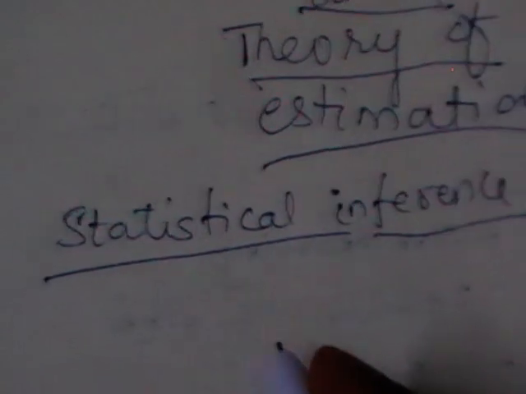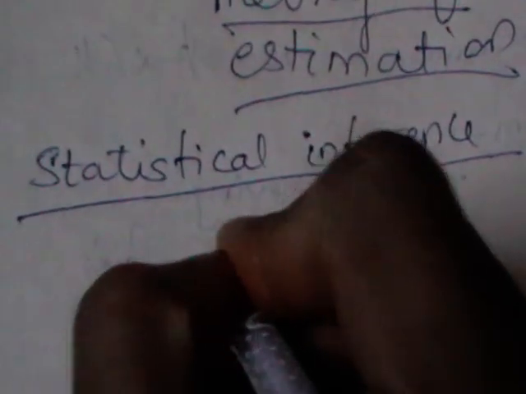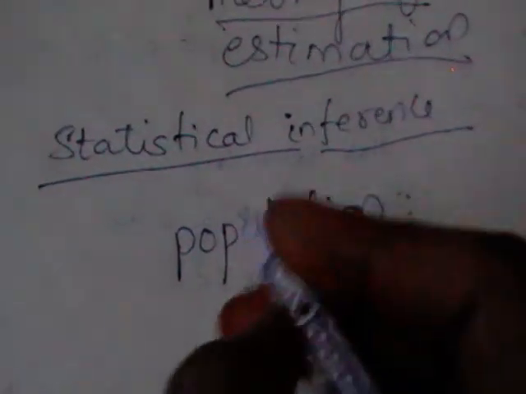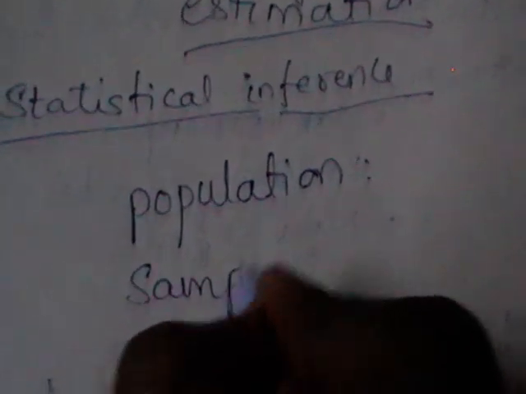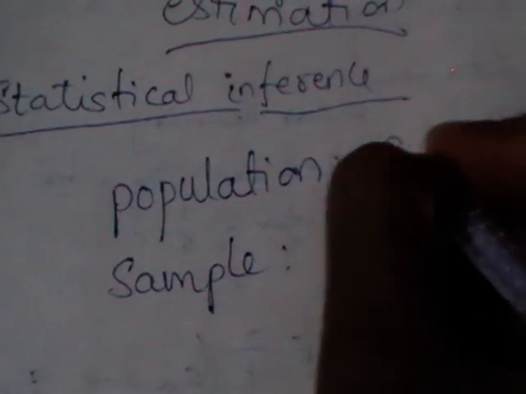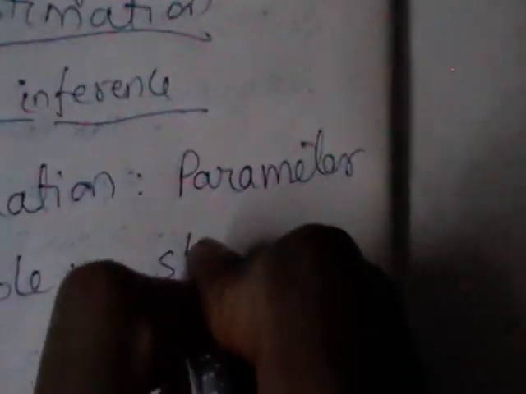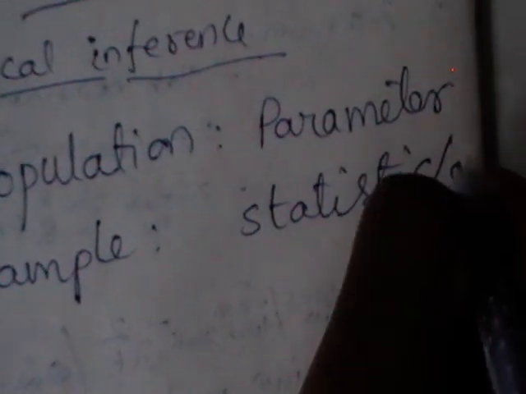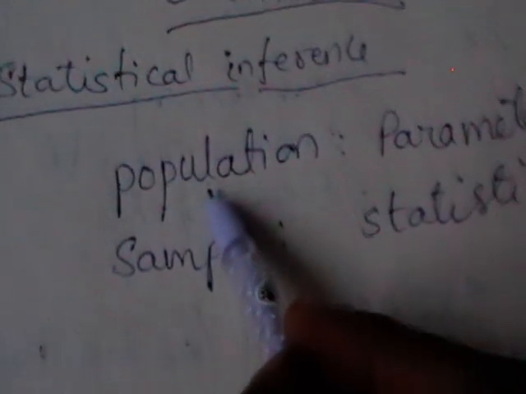Before going to discuss all these statistical inference, let us discuss some of the terms called population, sample, parameter and statistic or statistics. Let us see what is population. What do you mean by population?